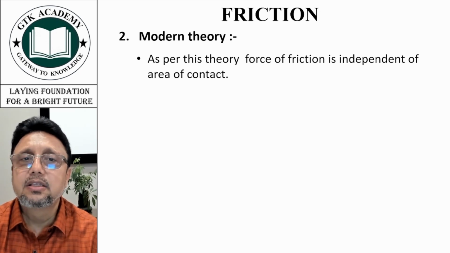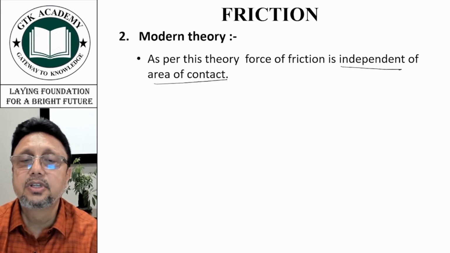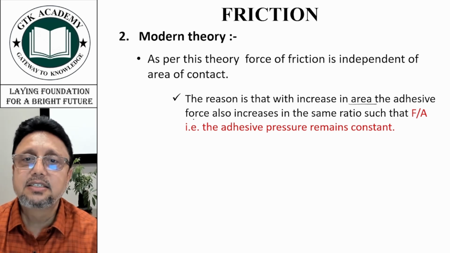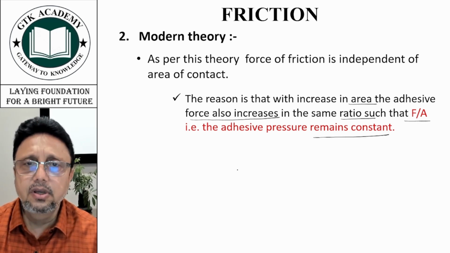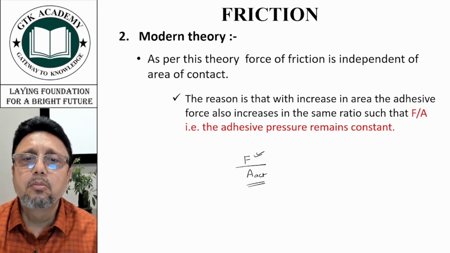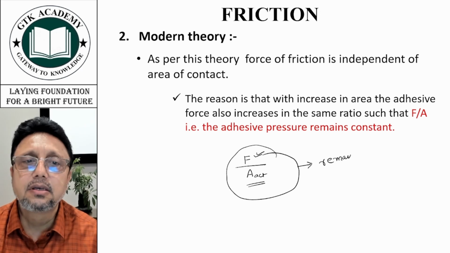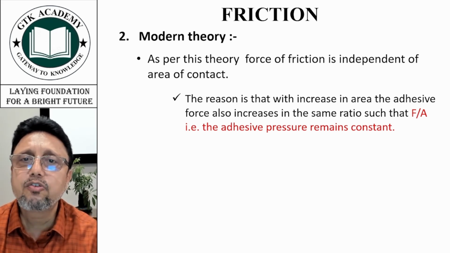Now, as per this theory, the force of friction is independent of area of contact. Why? The reason is that with increase in area, the adhesive force increases in the same ratio such that F upon A remains constant. Now, adhesive pressure is F upon actual area of contact, A actual. When you increase this area, F also increases, but both these things increase in such a manner that F upon A remains constant. So, friction is independent of area of contact.